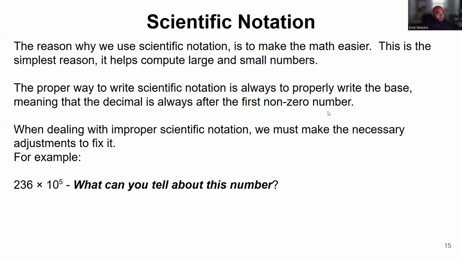All right, so basically the reason why we use scientific notation is to make math easier, okay? This helps us compute very large and very small numbers. Eventually, you're going to be able to do arithmetic, which is basic math operations with scientific notation. But before we do that, we have to make sure that we know how to put numbers in scientific notation. Now, if you look at this number right here, this is called an improper scientific notation. Can anybody think why it's called improper scientific notation? Take a look at it.